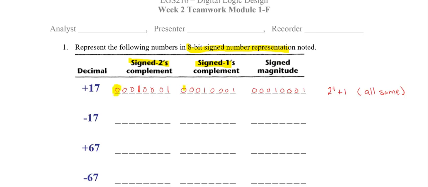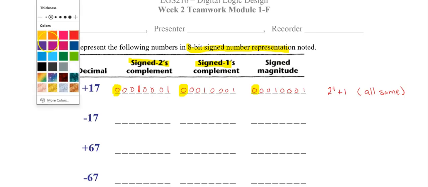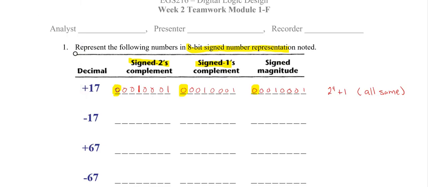When it's positive, additionally, this most significant bit is our sign bit. So our sign bit here is a 0. A 0 indicates positive, and that's a 0 in the MSB, the sign bit.